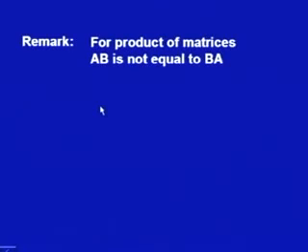Similarly, this is another remark. The product of matrices AB is not equal to BA. We have proved that the product of matrices is not commutative. That is, AB is not equal to BA. Of course, it is important that AB and BA should be of the same order, so that these two products are possible.